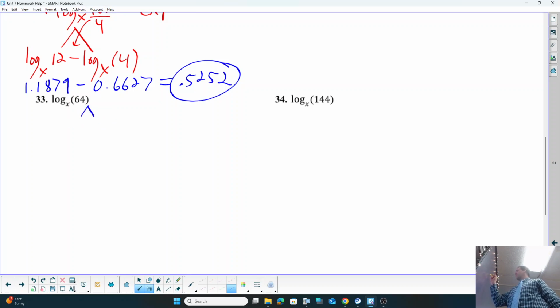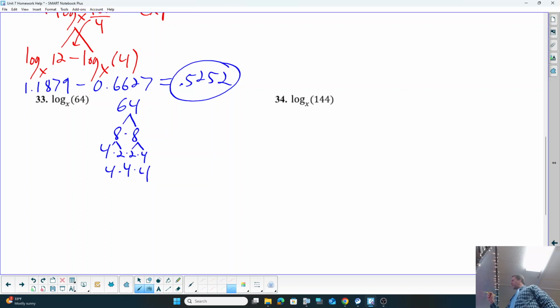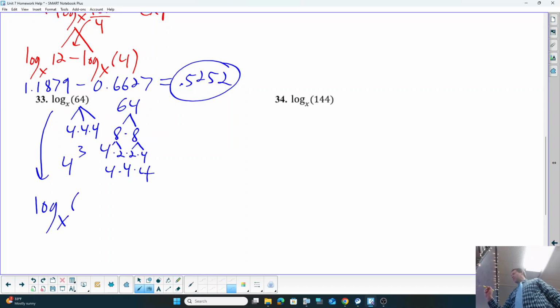So 64 breaks down into, let's see, 8 times 8. And that breaks down into 4 times 2. And this 8 breaks down into 2 times 4. And 2 times 2 is also 4. So 4 times 4 times 4, remember? Triplets. And so 4 times 4 times 4, that's basically 4 to the third power. Yeah, we're getting somewhere. So log base x of 4 to the third power.